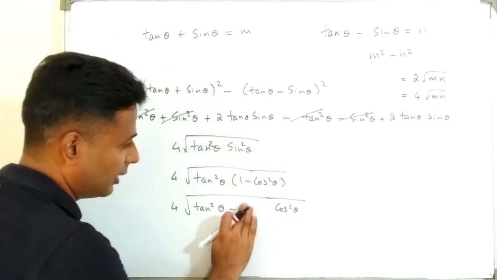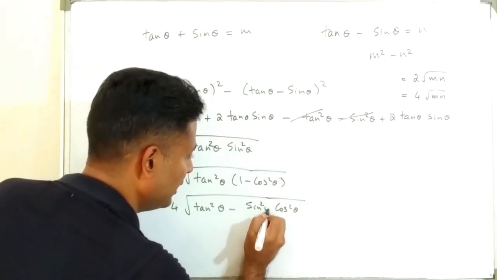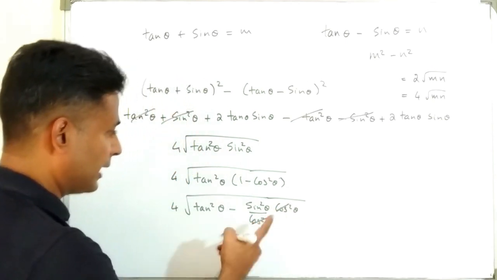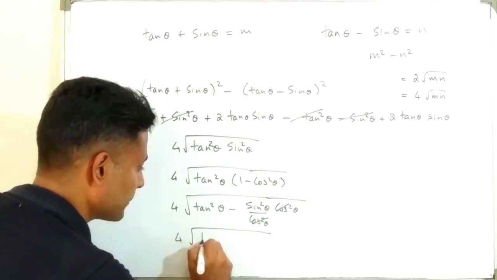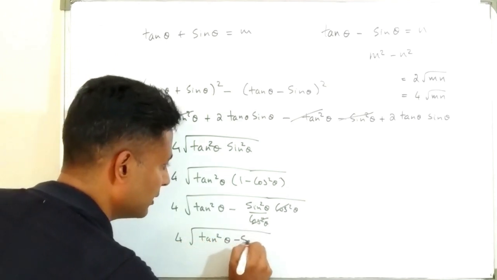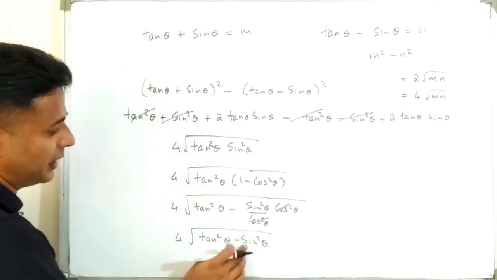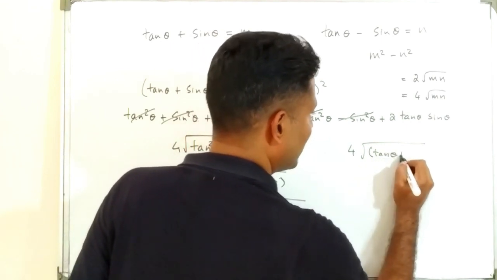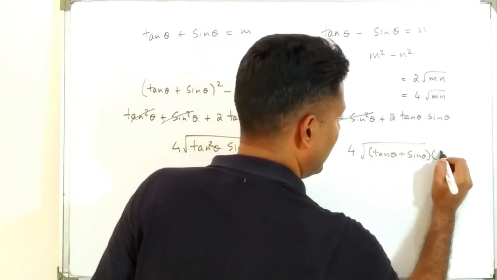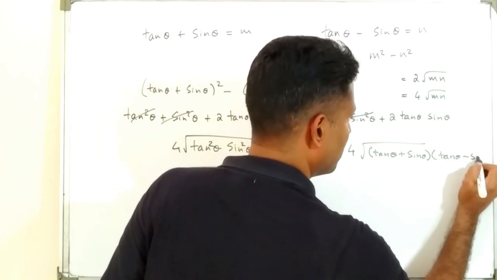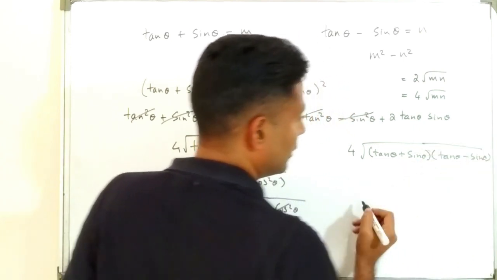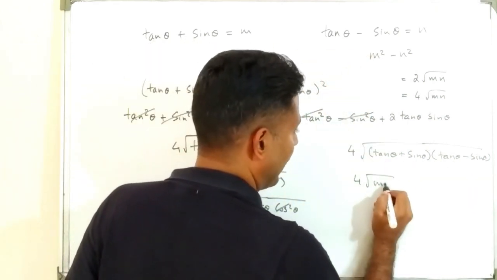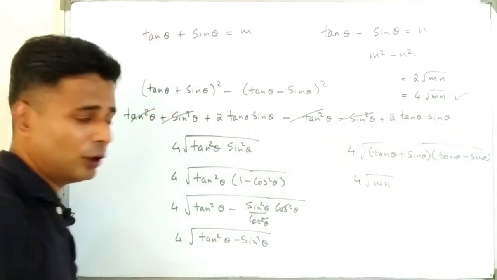But what is tan square theta? Sin square by cos square theta. So cos square theta cancels. So I get 4 into root of tan square theta minus sin square theta. Now this is of the form a square minus b square. So I can write it as a plus b into a minus b. So I got this now, but this is m, this is n. So I got 4 root mn. So the correct answer is 4 root mn.